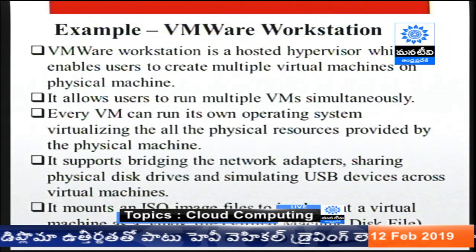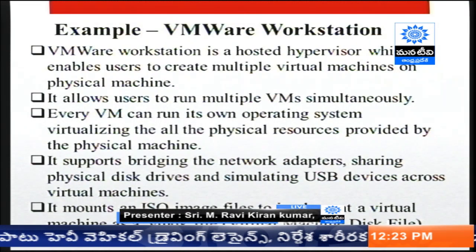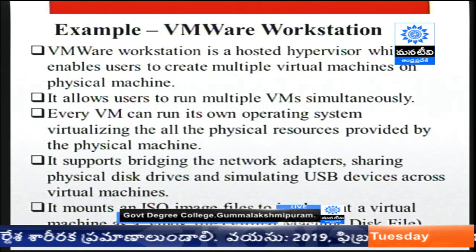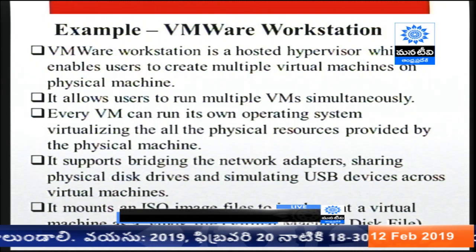So let's now look at how this is possible. I mean, practically how can we do it? So let us have a quick look at VMware Workstation. This is the case study we have for today. VMware Workstation is a hosted hypervisor. As I said, there are 2 types of hypervisors. One is bare metal, the other one is hosted.